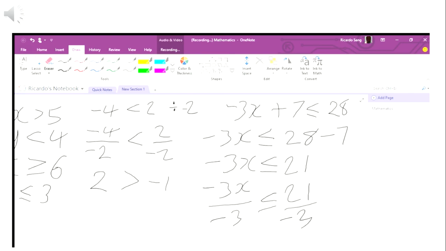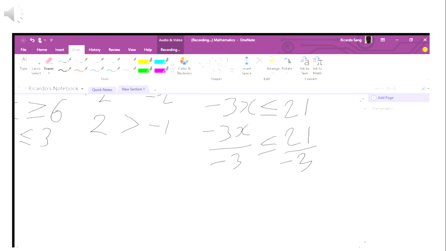Alright, so when we tally this up now, this cancels out. This into itself is 1, and this into this goes 7. So what you have left is x. The sign is going to change, right? Because you divide through by a negative 1. So this will become greater than or equal to 7.